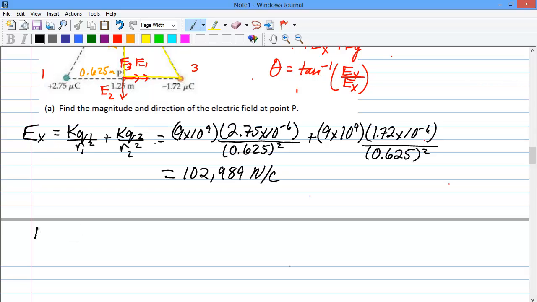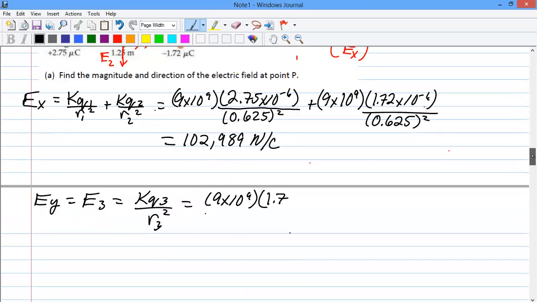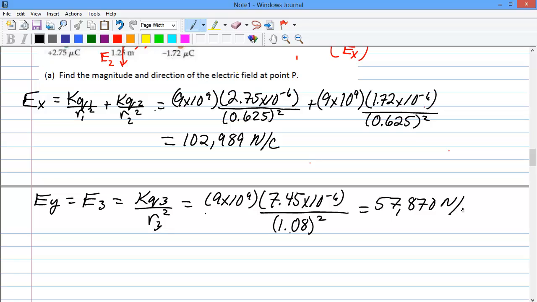Now I have to find my EY, and that is just E3, which is KQ3 over R3 squared, 9 times 10 to the 9, and then times 7.45 times 10 to the negative 6 divided by 1.08 squared, which gives me 57,870 newtons per coulomb.